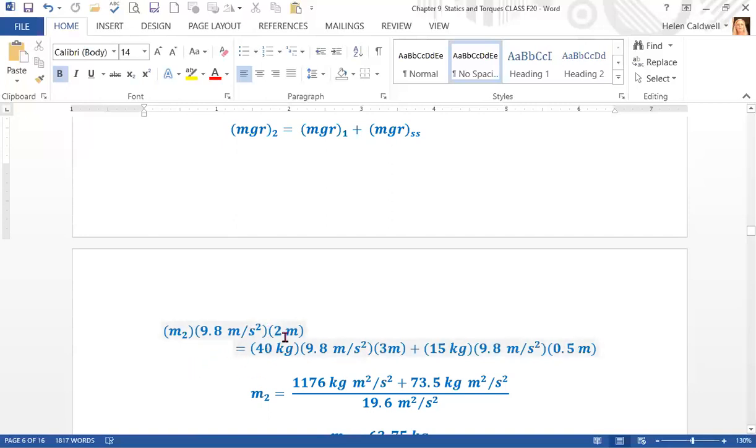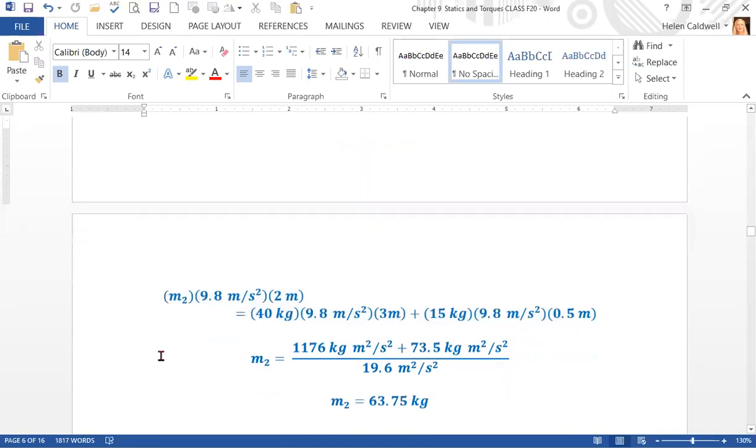Equals. Why is my equal sign down here? Because there wasn't room on this line for the whole thing. So it dropped down. Equals 40 kilograms, that's the mass of child 1, times 9.8 meters per second squared, times the lever arm for child 1, which was 3 meters, plus the mass of the empty board, 15 kilograms, times 9.8 meters per second squared, times the 0.5 meter. The center of the board is 0.5 meter away from the pivot point. And so now we do the math.